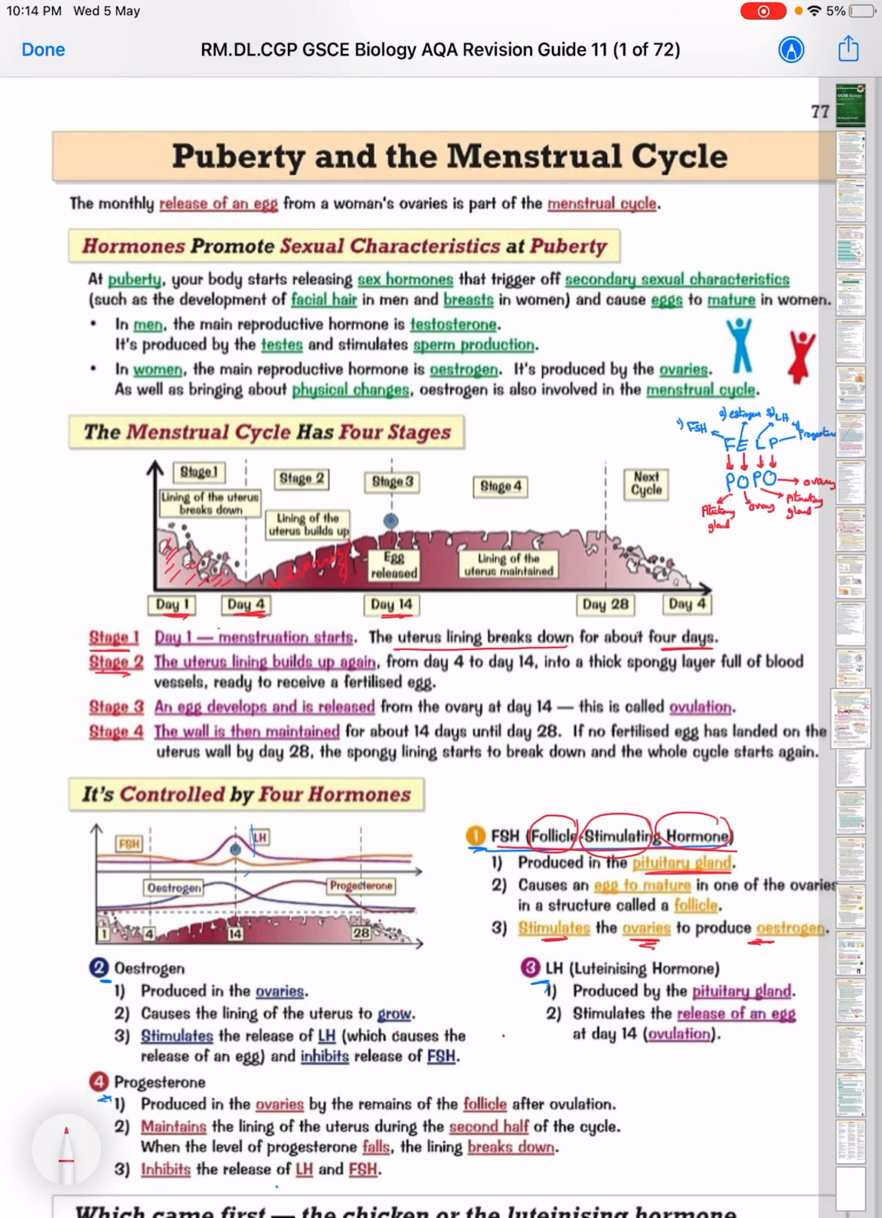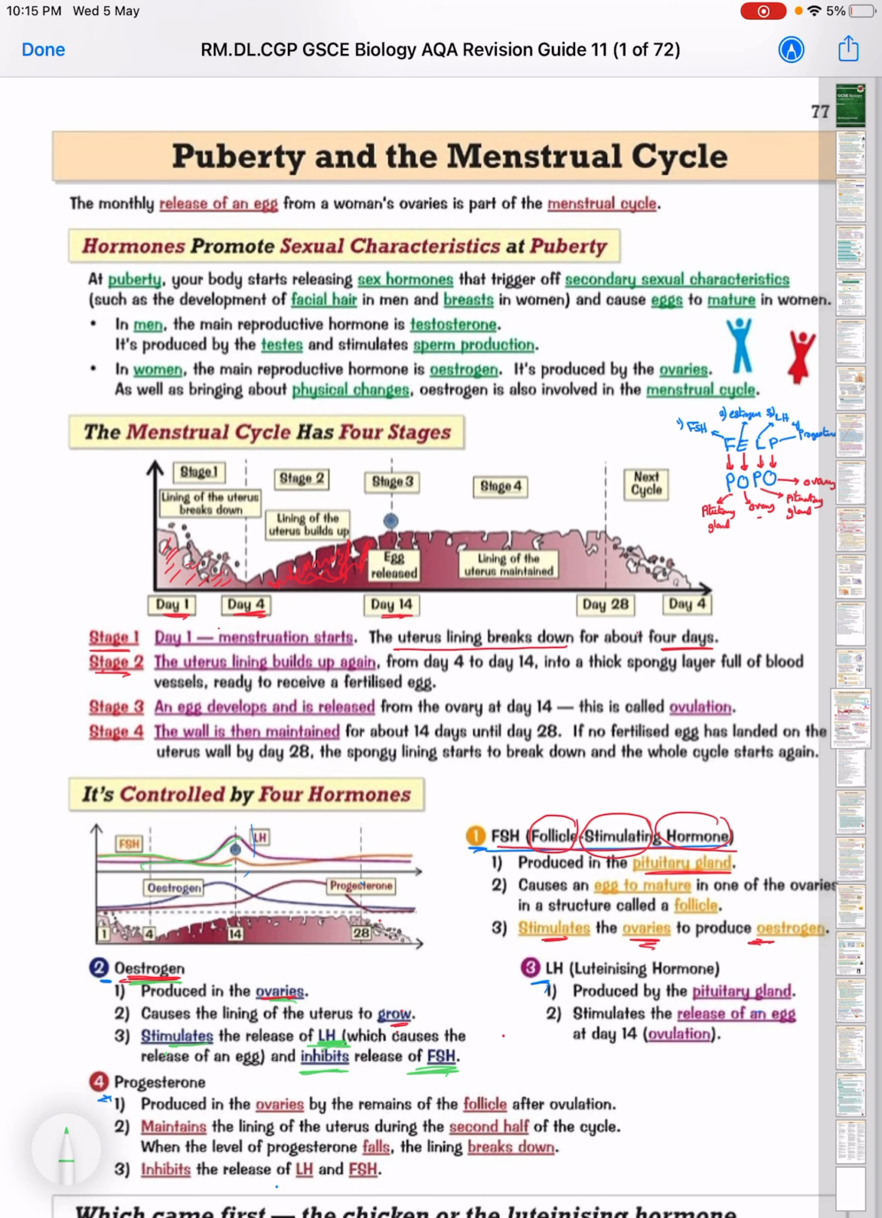Now, this release of the estrogen from the ovary will stimulate the release of the LH hormone. Okay, so basically each one stimulates the release of the other hormone. So this will stimulate the release of the LH hormone, and at the same time it will inhibit the release of the FSH. That's why if you look here, you will find the FSH decreases in stage 2, while the LH, look at the LH curve, it increases.